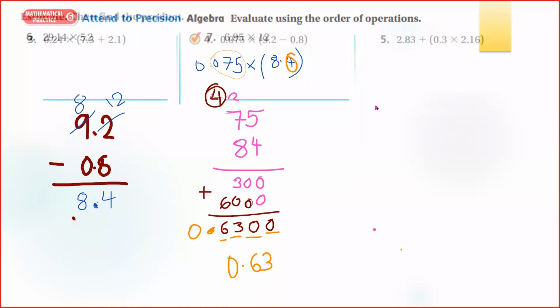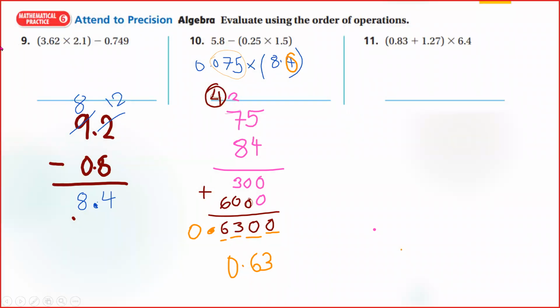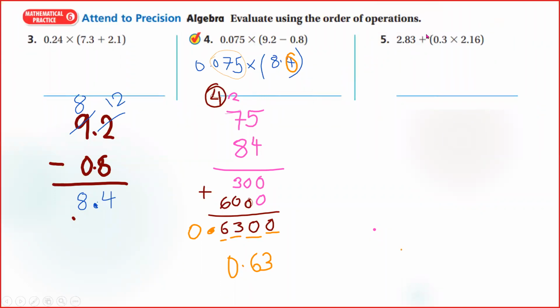Now, here we have number 5, 11, 10 and 9. Which one do you want to solve? Look at them. Let's solve number 9. In this one here, you have to multiply first 0.3 times 2.16, and the answer will be added to 2.83.